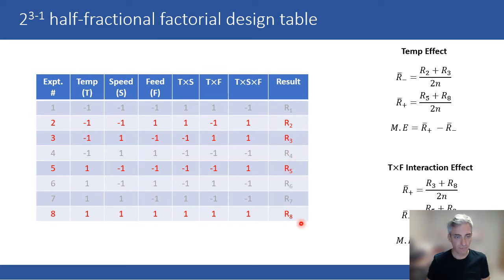We've significantly reduced the amount of work that we have to do, but we're still able to get pretty much the same information. And the reason we can do this is the sparsity principle, and the fact that the higher order effects are usually negligible.